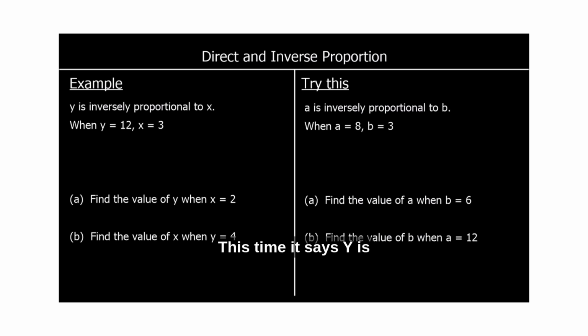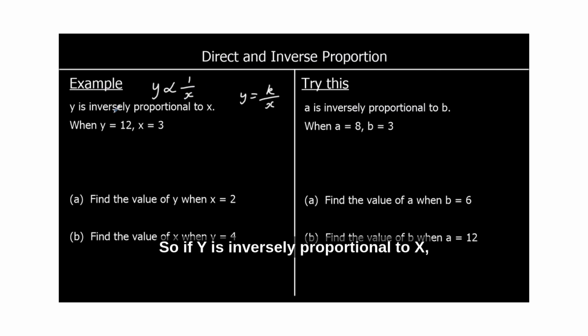And another example, this time it says y is inversely proportional to x. And an inverse proportional relationship tells us that y equals something divided by x. So y equals k over x. So if y is inversely proportional to x, y equals something divided by x. And with the symbol, that would be y is proportional to 1 over x. So if y is inversely proportional to x, y is directly proportional to 1 over x.